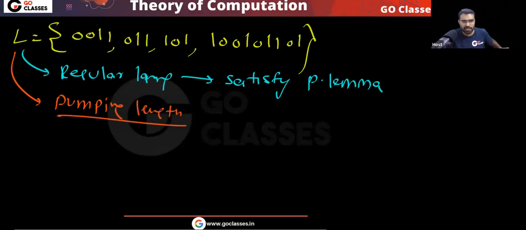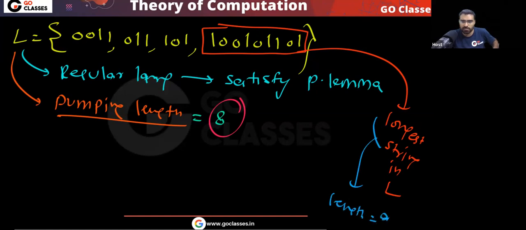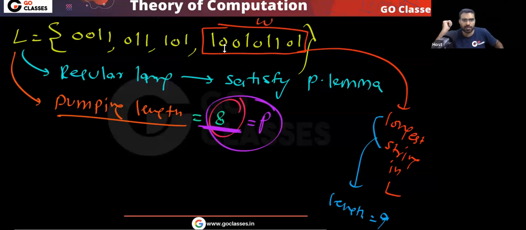Now you tell me, can this pumping length work? For example, if I take pumping length equal to 8, but remember, this is the longest string in L, whose length is equal to 9. If I take p equal to 8, will this become a candidate string? This string, let's call it W. Will this become a candidate string?